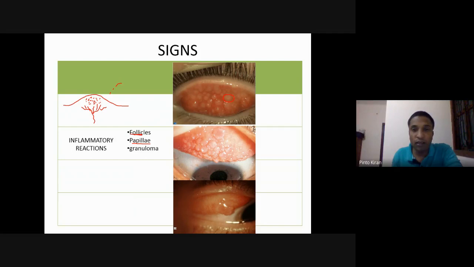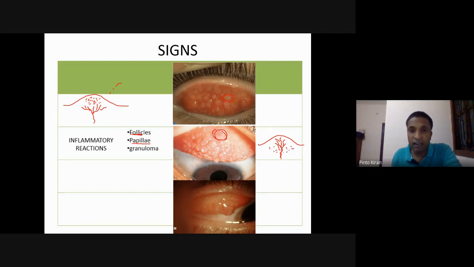This is a follicle, a yellowish-white lesion that you can make out. Then you have a papillae. Microscopically, what is a papillae? Papillae, again, is an elevated lesion similar to that, but here you have a vascular core in the center, surrounded by the infiltration. Okay, you can make out here.